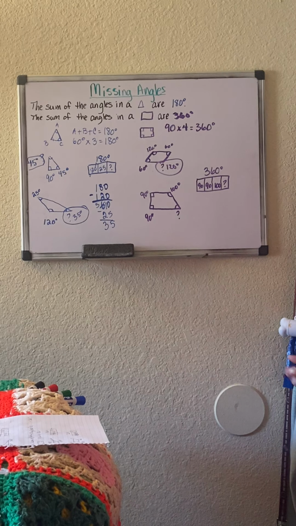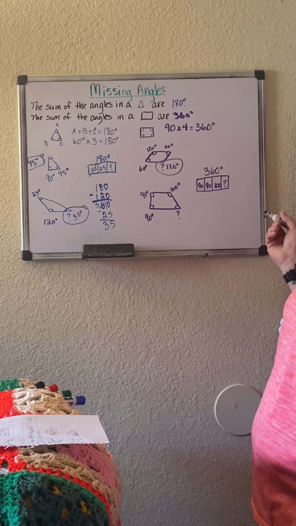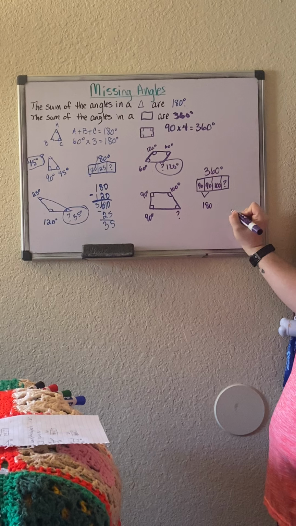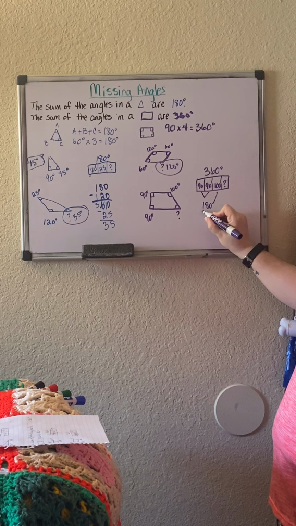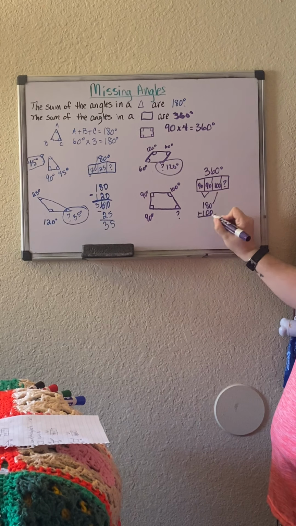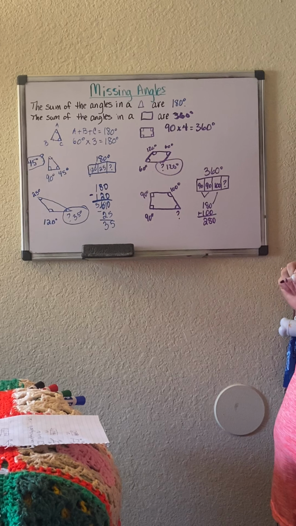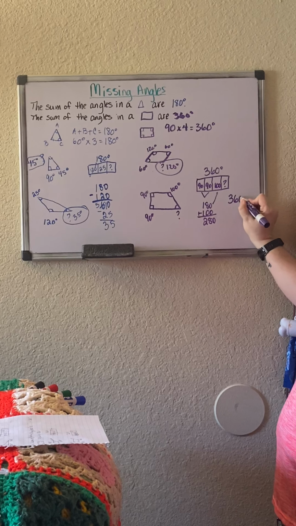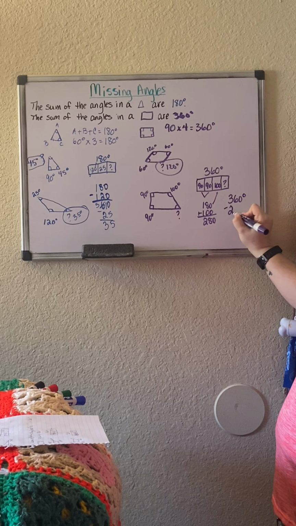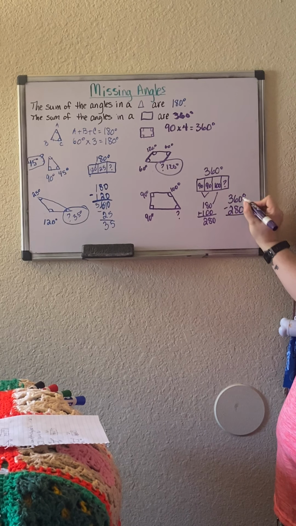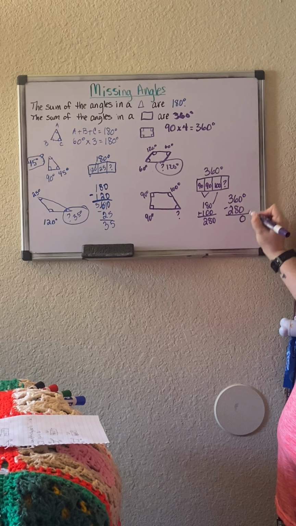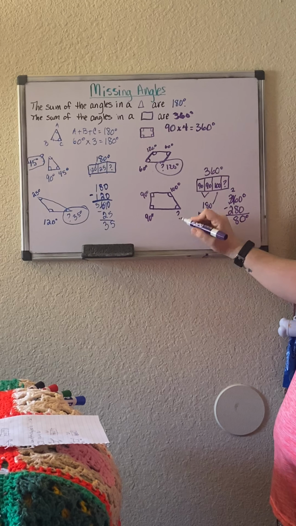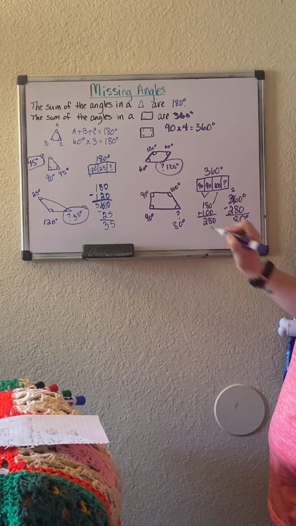All right, so let's see how you did. I know 90 plus 90 is 180. And if I add 100 to that, that's 280. And so I need to take my total of 360 and subtract my 280. And that gives me the missing angle of 80 degrees.